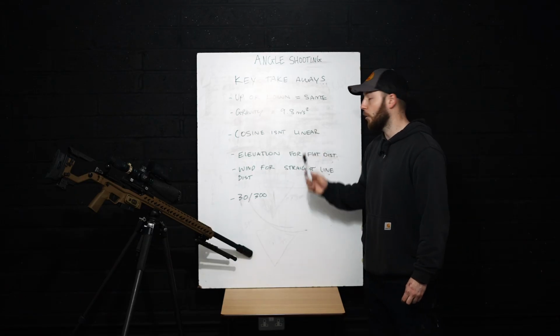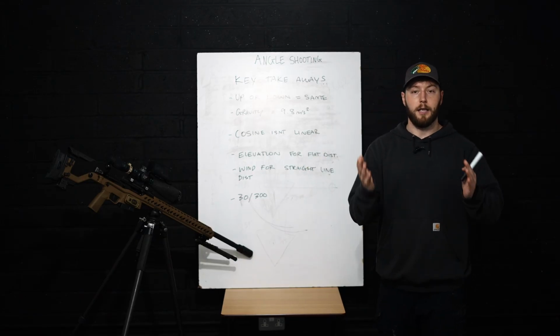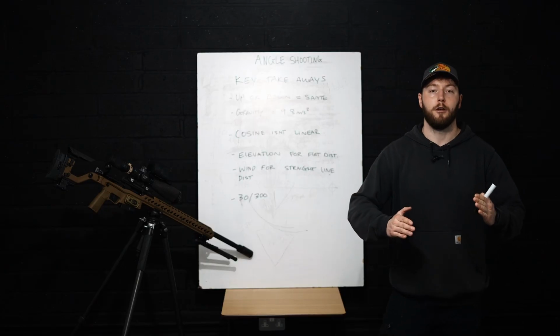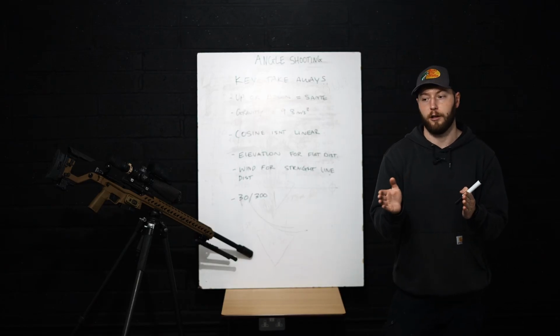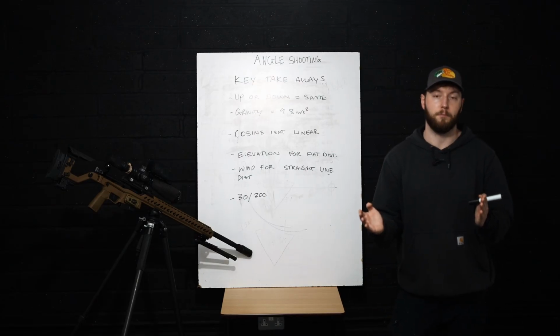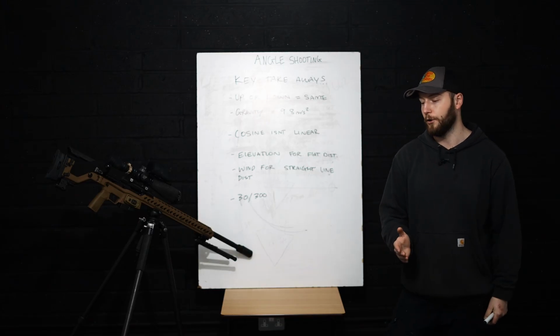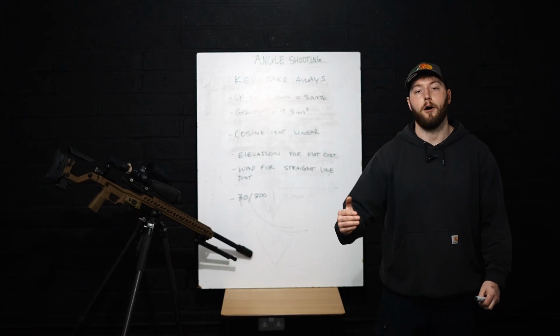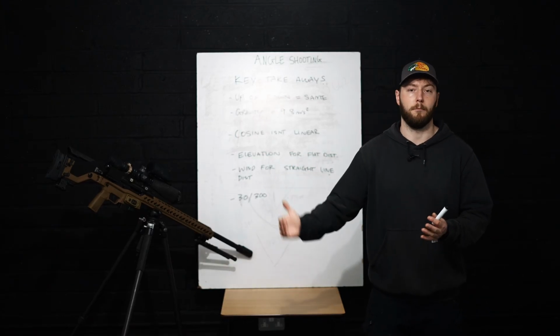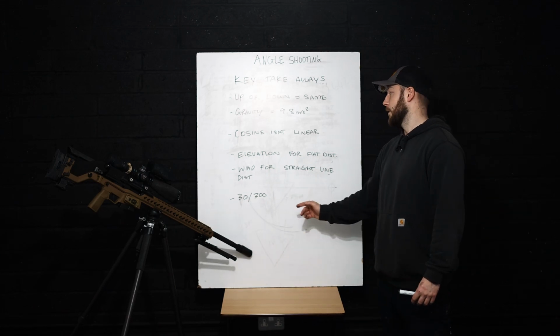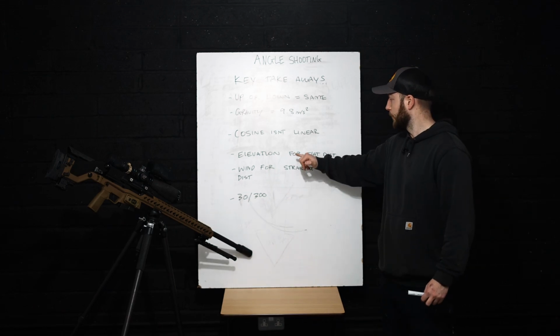Cosine isn't linear, like we said. If you're going from a full value to just off a full value, you can pretty much round it to full value up to about 30 degrees. After that, we start to have bigger jumps. So that's where the 30 and 300 comes from. We'll talk about that in a second.